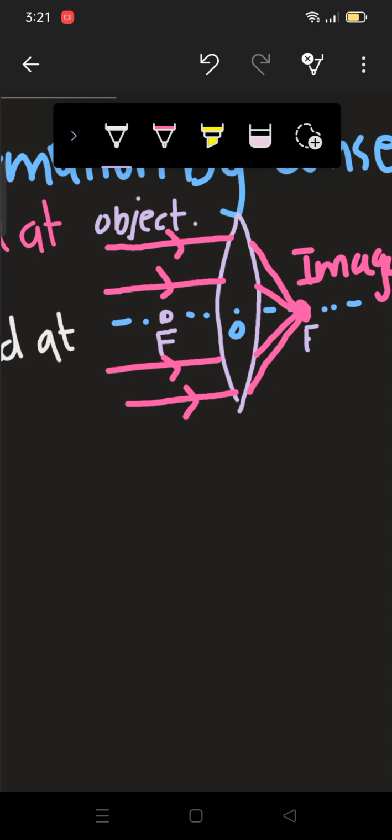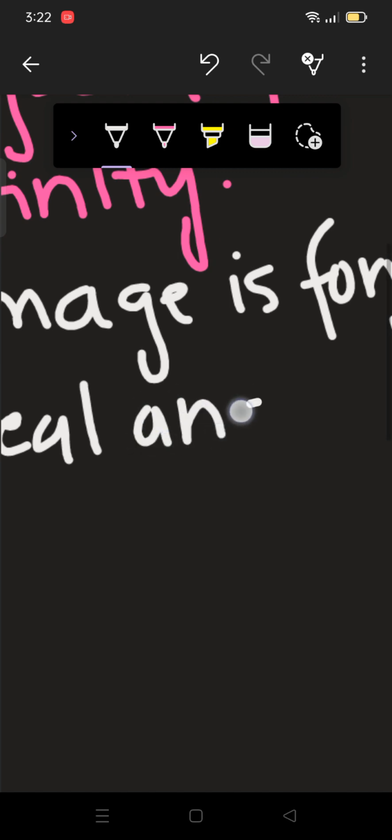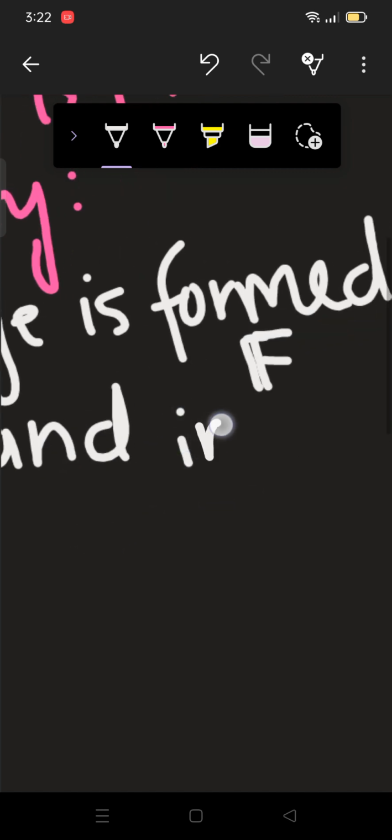As I told you, a real image is formed when the image is formed on the other side of the lens. The object is placed on one side and the image is formed on the other side, so that would be a real image. And if it is a real image, then that would be inverted too. So real as well as inverted.